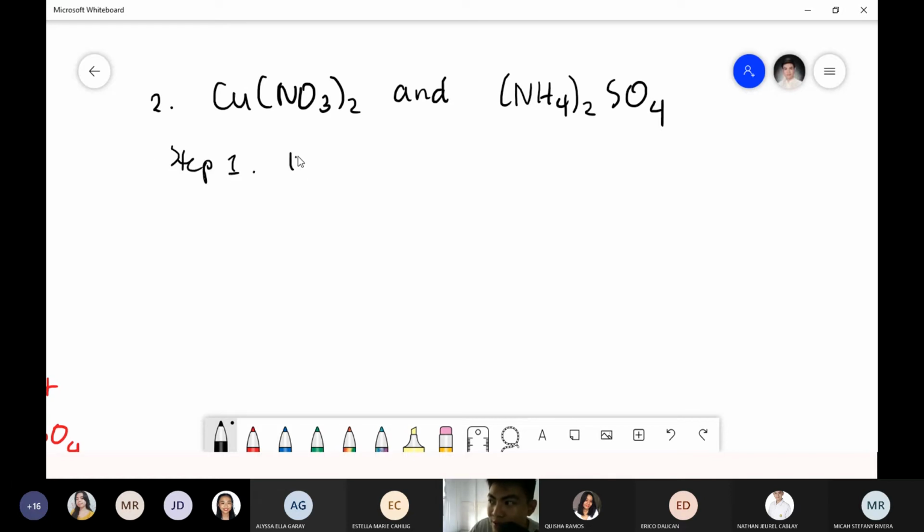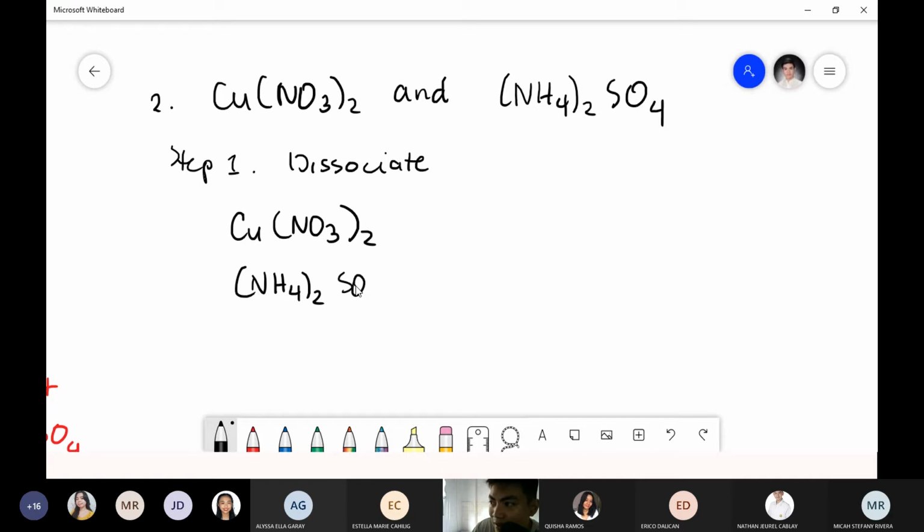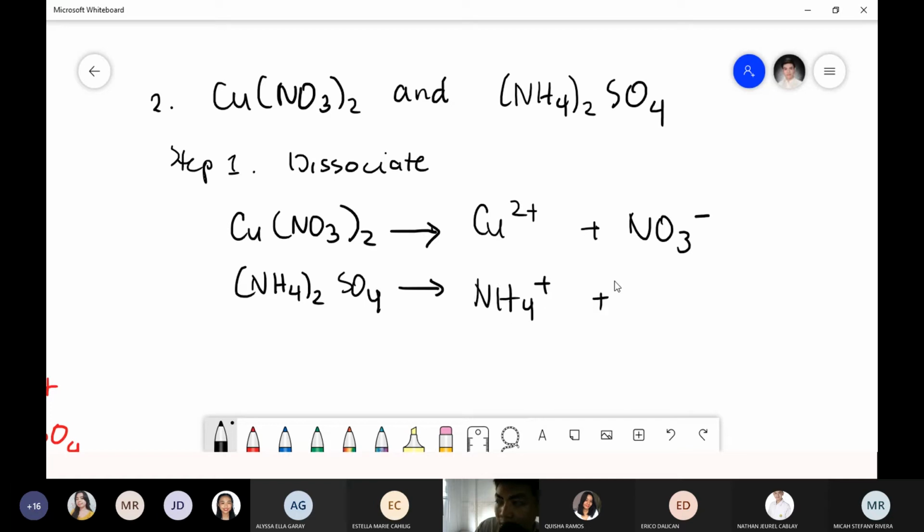Step 1, dissociate. Okay, dissociate everything. Again, yung balancing hindi naman siya important sa ngayon. Kaya nga una tong dinidiscuss parati, kasi hindi naman kailangan yung balancing sa ngayon. So what are the ions that we can form out of this? You just do reverse crisscross. Cu2 plus, NO3 minus, this is NH4 plus, and SO4 negative 2. So you dissociate everything first.